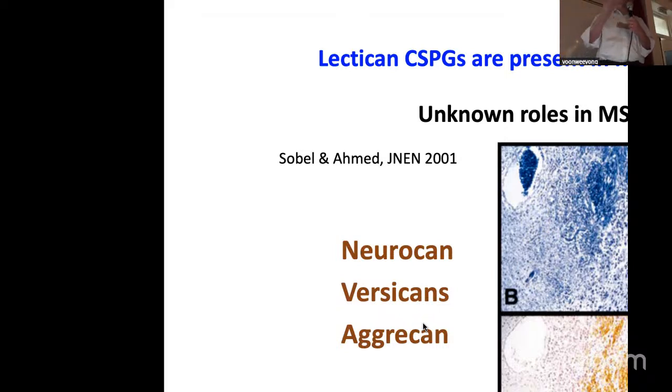At that time, it was known that the CSPGs were inhibitors of axonal regeneration. In MS, we are still not thinking about axonal regeneration, but we're thinking about remyelination. And so that led us to ask whether or not the CSPGs would inhibit oligodendrocytes and remyelination.